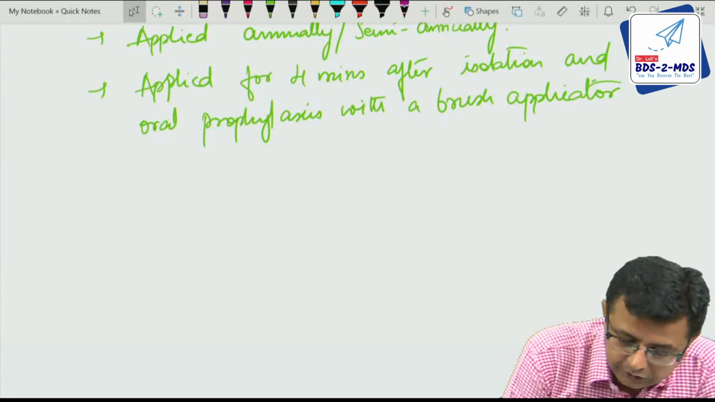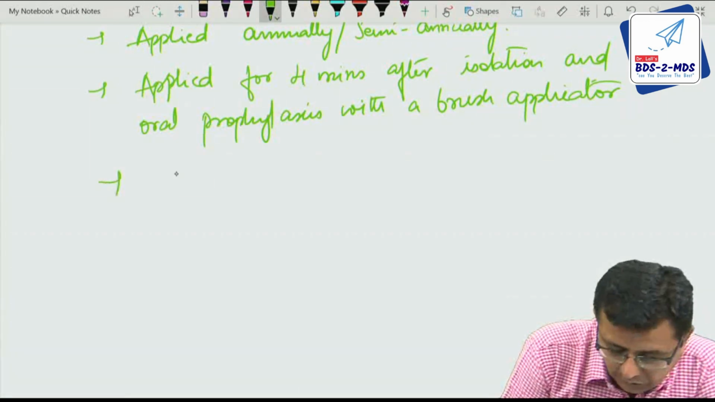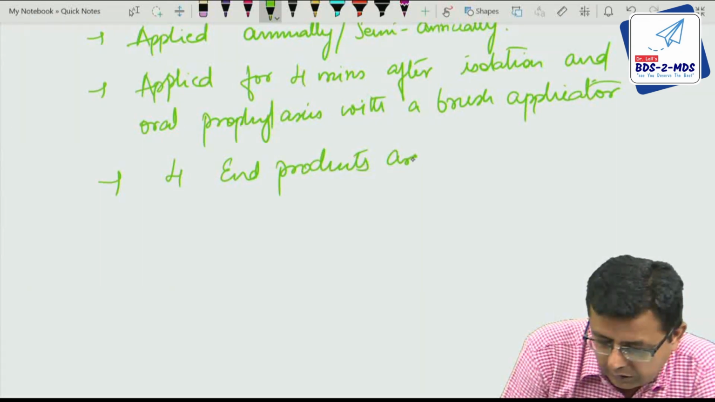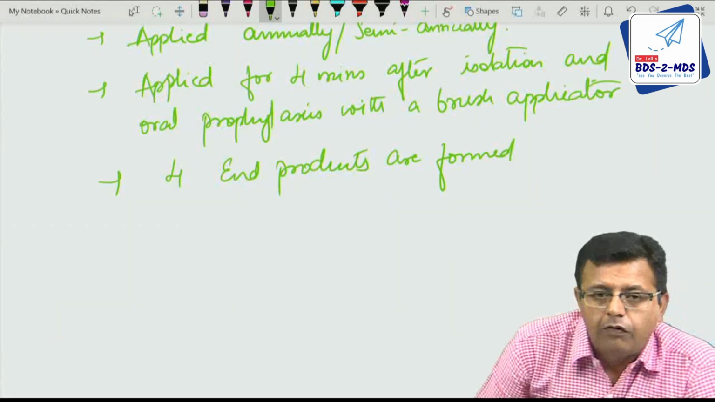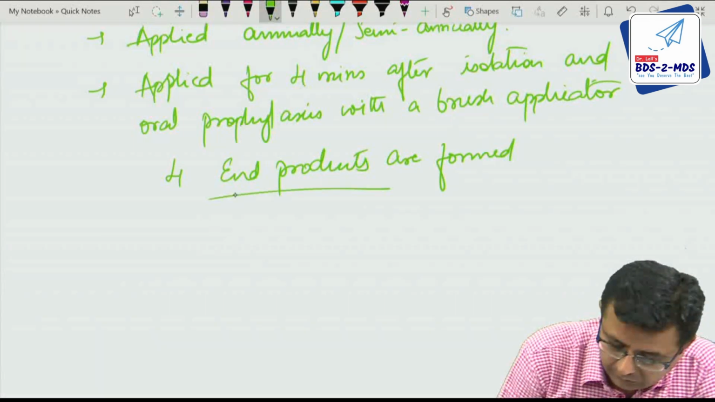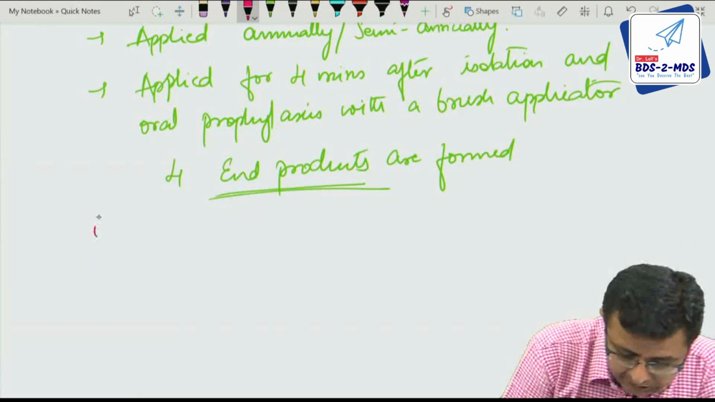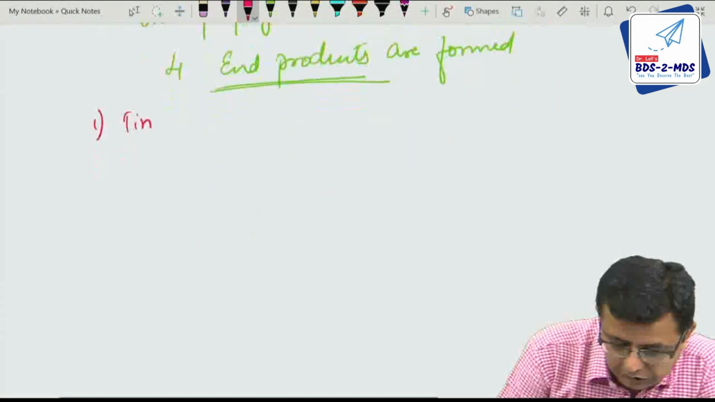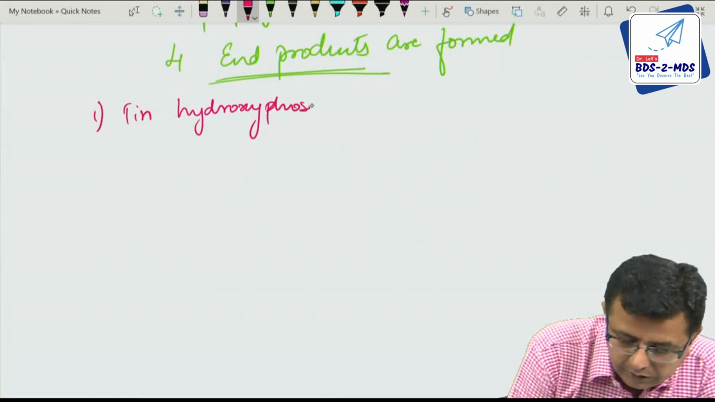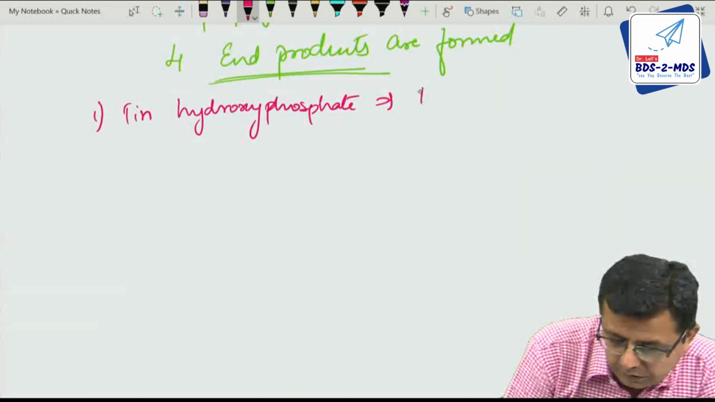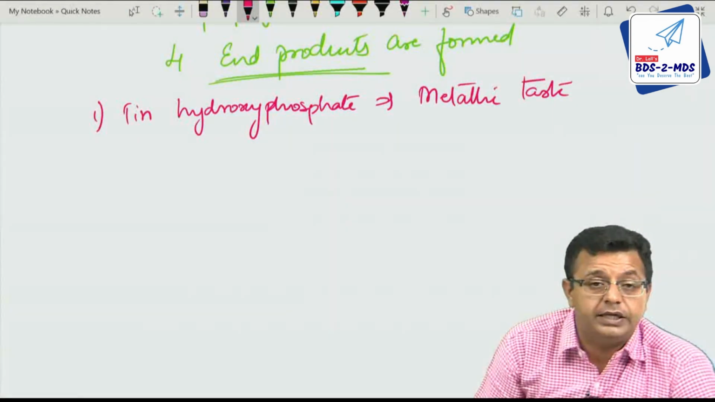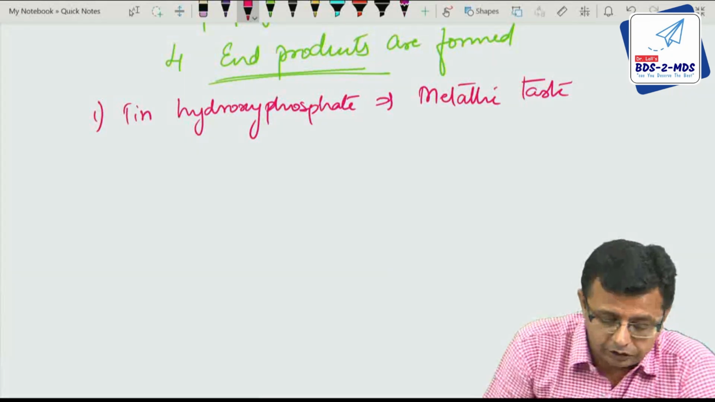Now, when you apply stannous fluoride, 4 end products are formed. The first is tin hydroxyphosphate. This is responsible for the metallic taste. So when you apply stannous fluoride, it is going to give you a metallic taste, and the product which is responsible is tin hydroxyphosphate.